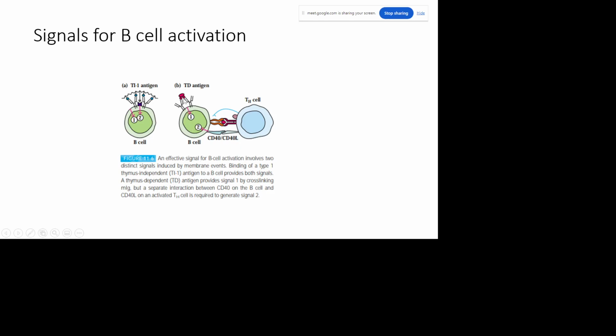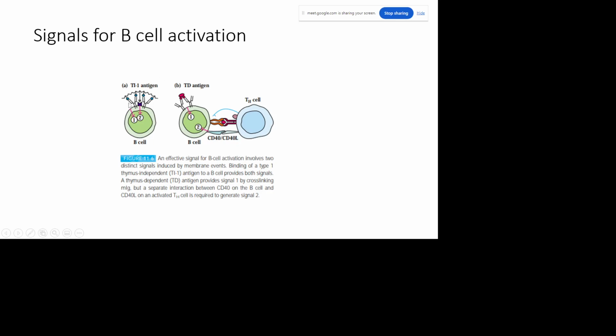And in the second case, the case of thymus dependent antigen, the antigen provides signal 1 by cross-linking with membrane Ig here, right? And the second signal comes when the CD40 of the B cell interacts with CD40L of the helper T cell. So this provides signal 2, and these two signals provide the means for activation of the B cell.